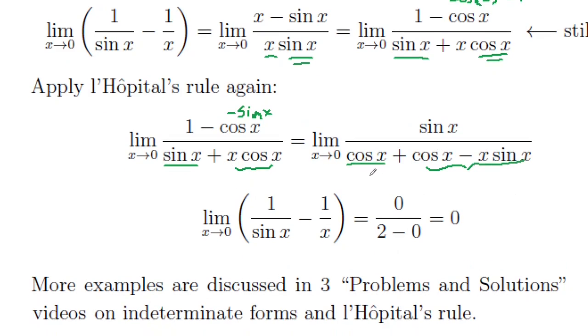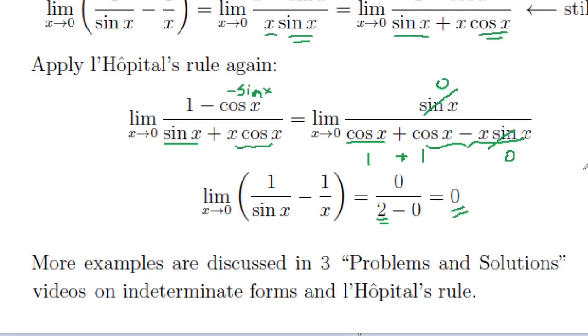Now I have 2 cosine x here, sine x on top, and x sine x here. As x goes to 0, I get 0 on top. This term x sine x will also be 0, but cosine of 0 plus cosine of 0 is 1 plus 1, which comes out 2. It won't matter actually what this number is, because 0 divided by a non-zero number is always 0. And so that's the limit of this infinity minus infinity expression.